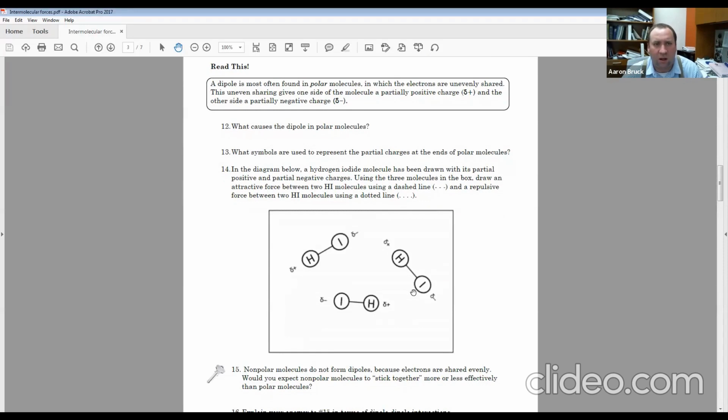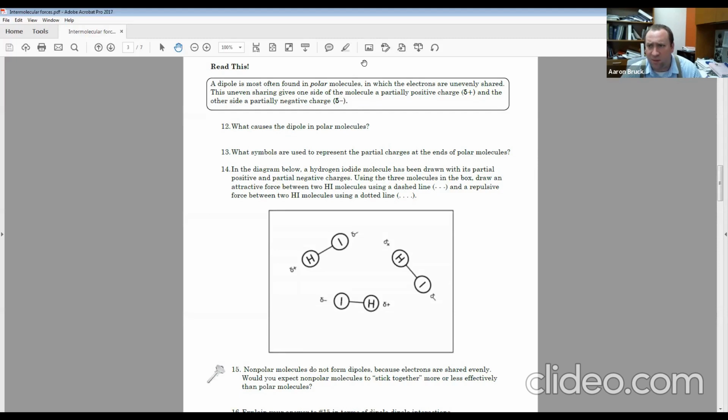Continuing on. A dipole is often found in polar molecules when the electrons are unevenly shared. This uneven sharing gives a partially positive charge, given by the Greek letter delta positive, and a partially negative charge, given by the Greek letter delta negative.